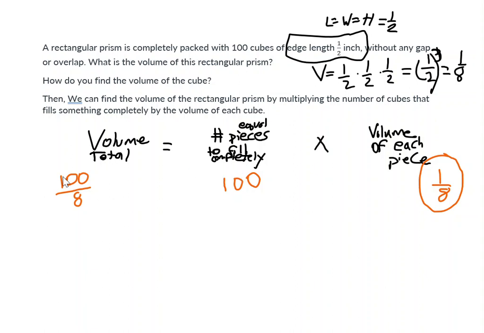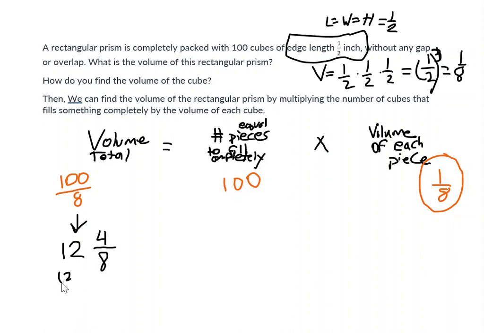Well, that's 100 1/8 cubes, or we could think about putting this in a mixed number form. 8 goes into 100 12 times with 4 left over, because 8 times 12 is 96, and 100 minus 96 is 4 out of 8. So if we thought about a mixed number, we can now see that there are 12 out of 8, 12 over 8, 96 over 8, which is equal to 12.